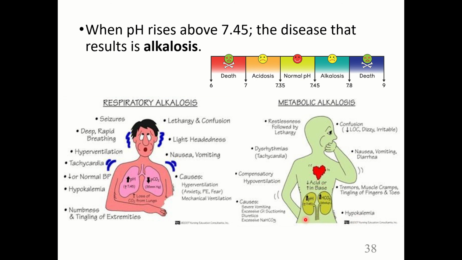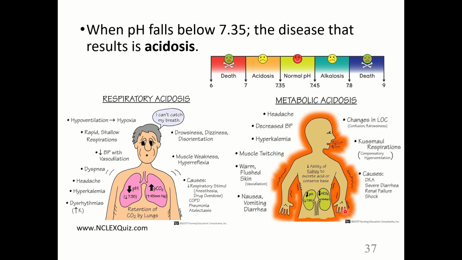So in metabolic alkalosis, the kidneys are not able to reabsorb enough hydrogen ions, and they're reabsorbing too many bicarbonate ions, and the pH elevates. So respiratory alkalosis and metabolic alkalosis can lead to heart attack. Respiratory acidosis and metabolic acidosis can lead to a loss of consciousness and a coma.